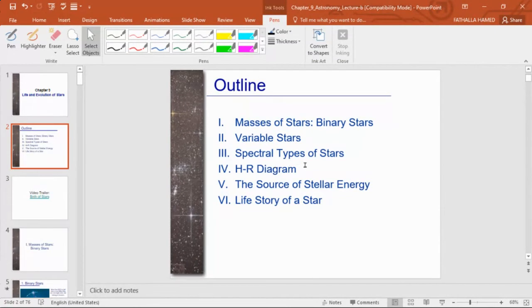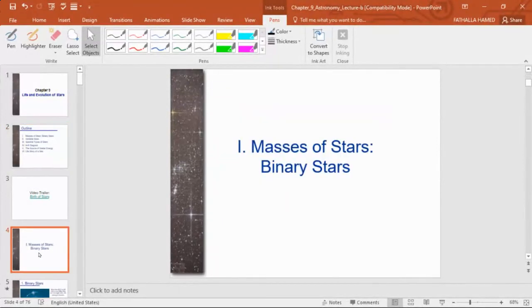The third part is spectral types of stars. And then we have the HR diagram. And then we have the source of stellar energy. And we end up with a life story of a star. So we'll start with the first part here, which is masses of binary stars.